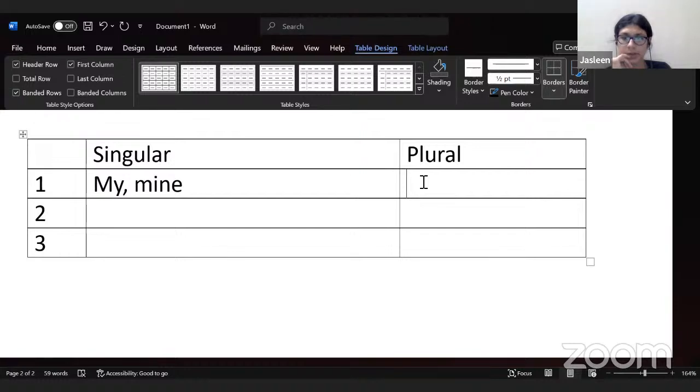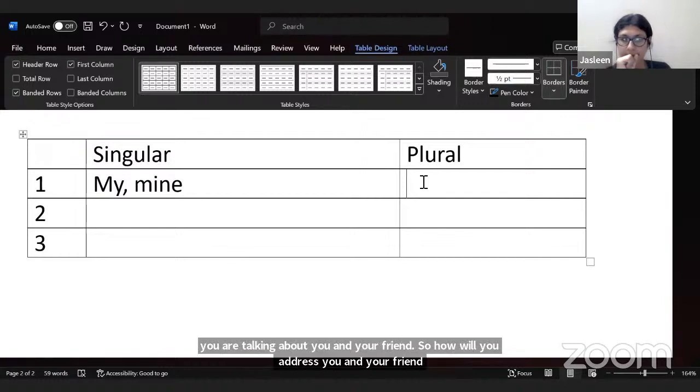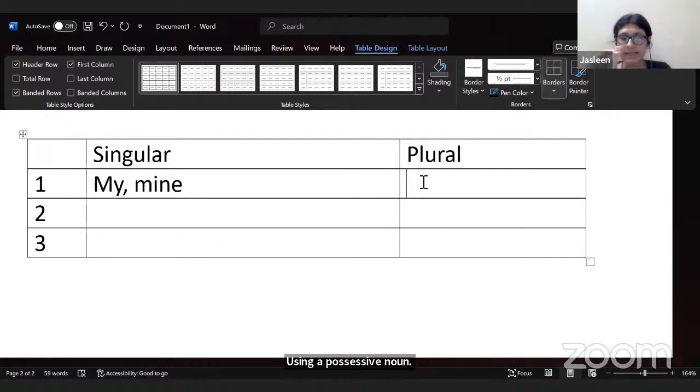Whenever you have to answer such questions, just think about a situation that you are talking about, maybe you and your friend with somebody. So you are talking about you and your friend. How will you address you and your friend using a possessive noun? For example, if you say that this is dash house, how will you fill in the blank?